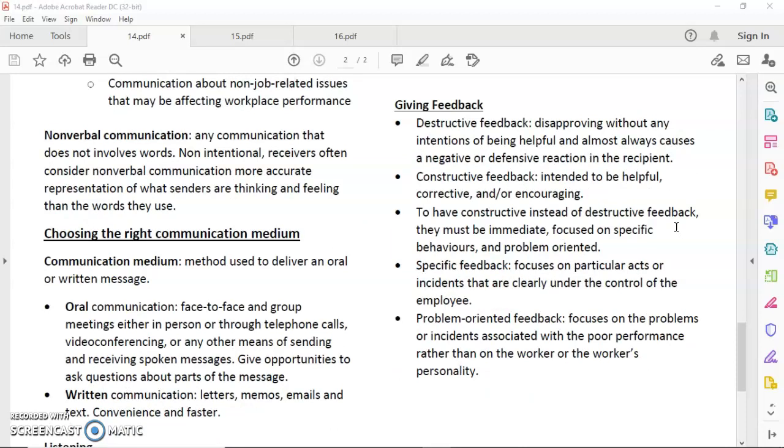And also there's specific feedback and problem-oriented feedback. Specific feedback is focused on particular acts or incidents that are clearly under the control of an employee, like an employee who comes late to work. And problem-oriented feedback addresses problems or incidents associated with poor performance rather than the worker or the worker's personality.